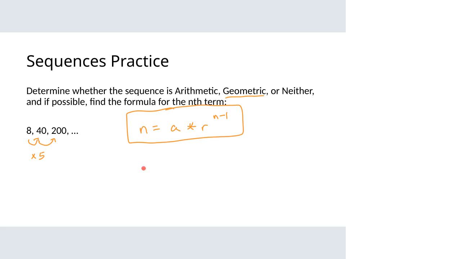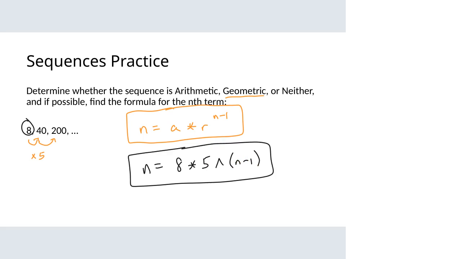I'm thrilled. So our nth term here is a, our starting point, times r raised to the n minus 1. Oh, how about I don't use r? How about I put what the ratio is in there? 5 raised to the n minus 1, and everybody use parentheses around n minus 1. That's beautiful. So there is our formula for that geometric sequence.